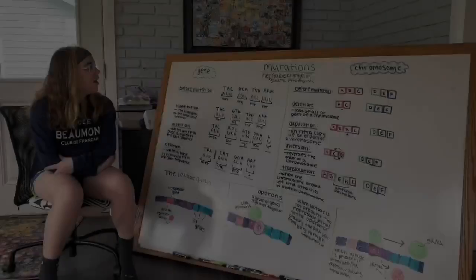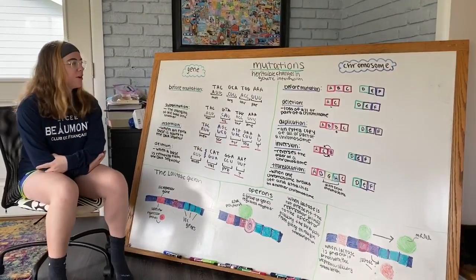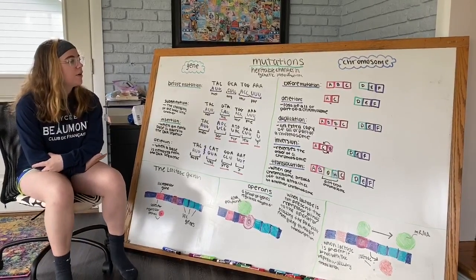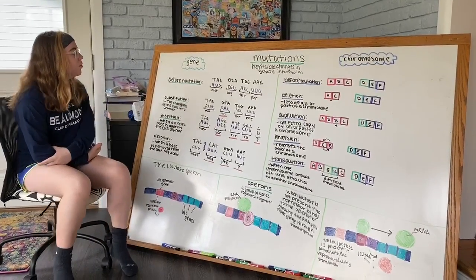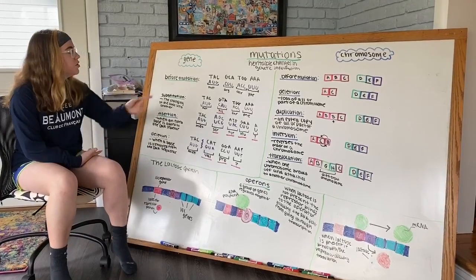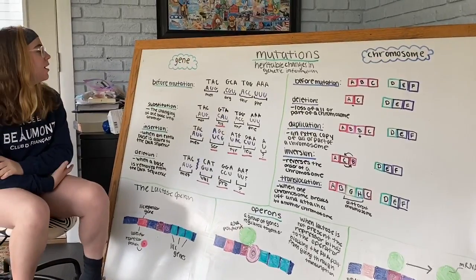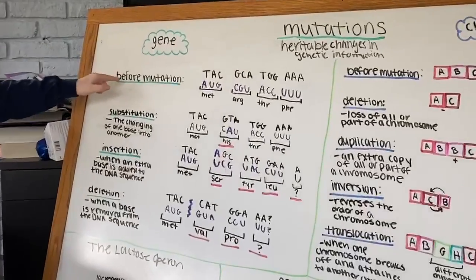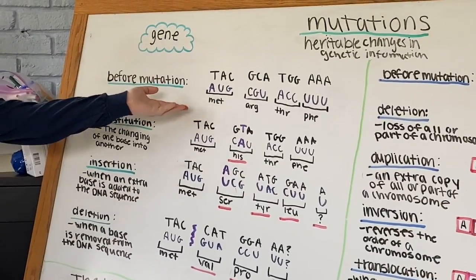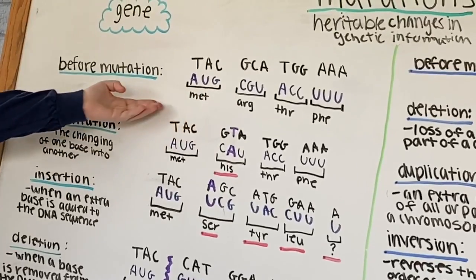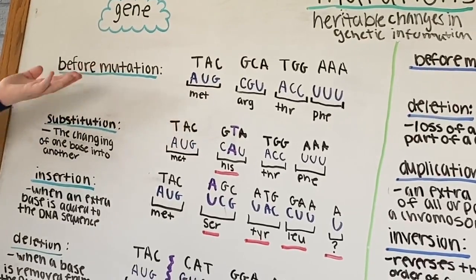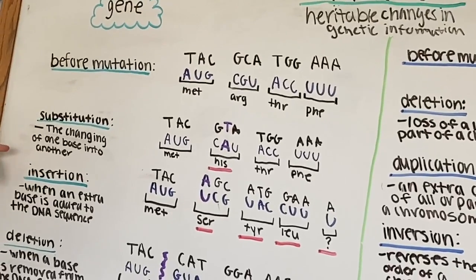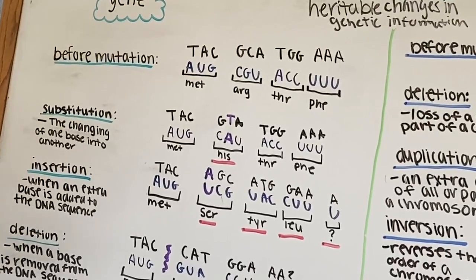Okay, that's it. Okay, so this is my third board. It's about mutations. Mutations are heritable changes in the genetic information, and there's two kinds, gene and chromosome. So this is what an average gene looks like with its genetic information. That is what it looks like regularly. And the first type of mutation is substitution, which is the changing of one base into another.